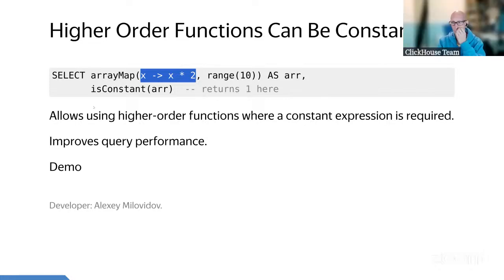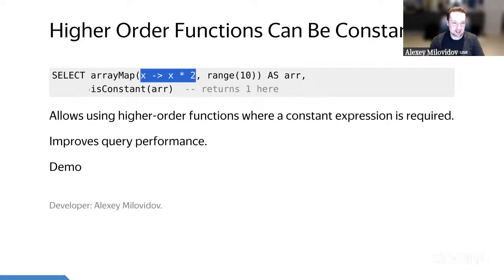Okay, and the difference between the two versions is very subtle. In previous versions, whatever you pass in this function, the function and an array, the expression will not be considered constant, even if all arguments are constant. In the new version, if the function does not reference external columns and the array is constant, the result will also be constant. It makes sense because now you can use these expressions in a context where a constant is required, and it also improves the performance.